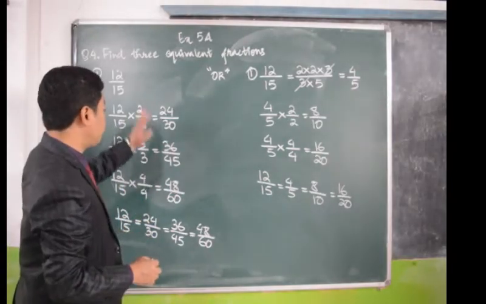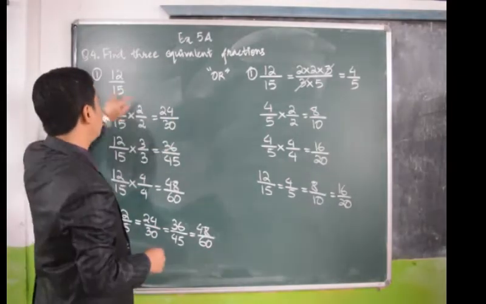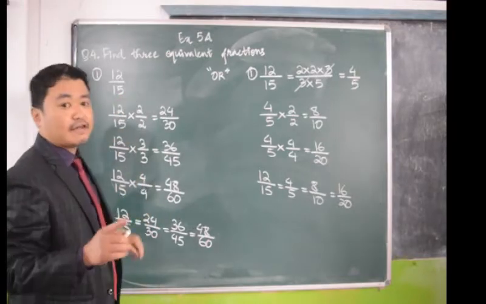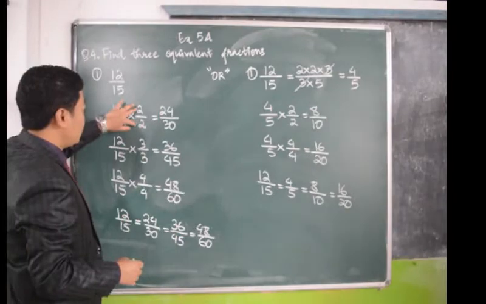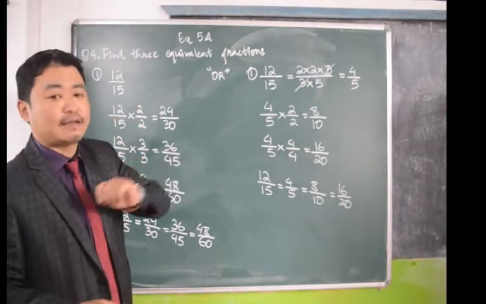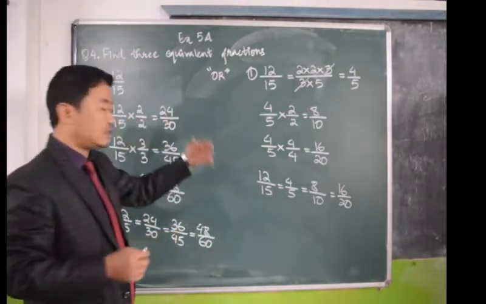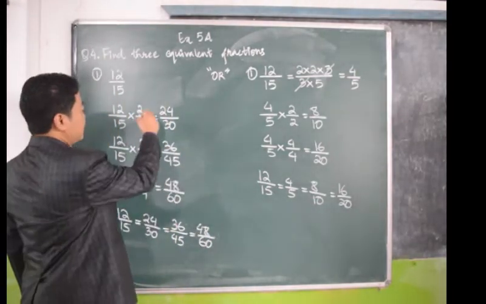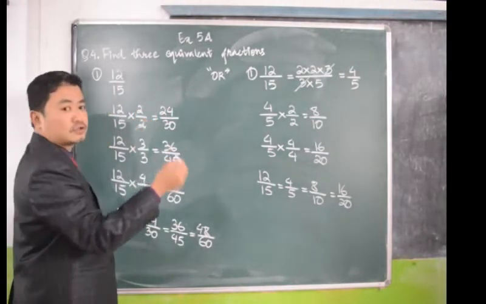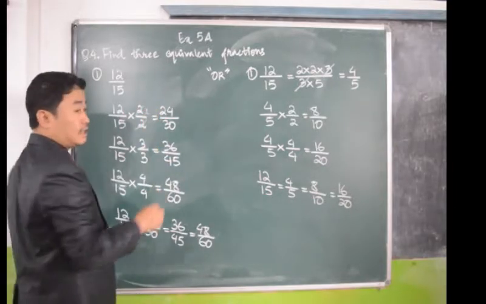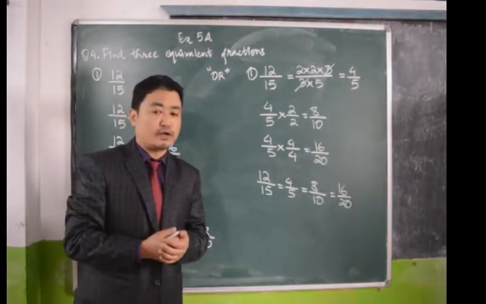Now we have figured out three equivalent fractions for 12 divided by 15. Equivalent fractions means fractions having the same value. Why are we multiplying numerator and denominator with the same number? As I've already discussed in the previous video, whenever you multiply numerator and denominator with the same number, 2 divided by 2 actually means 1. And multiplying any number with 1 doesn't change its value.